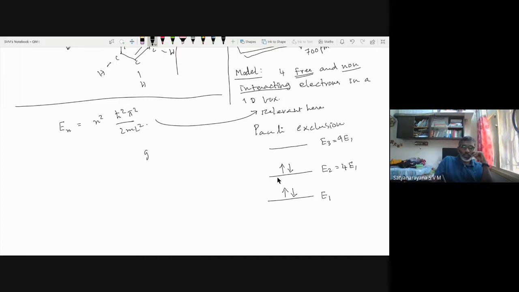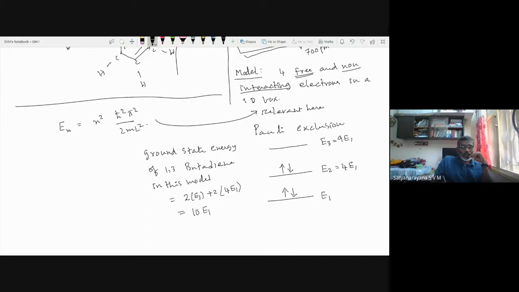So the ground state energy of 1,3-butadiene, of course in this model, is 2 times E1 plus 2 times 4 E1. So that is equal to 2 E1 plus 8 E1, which is 10 E1.